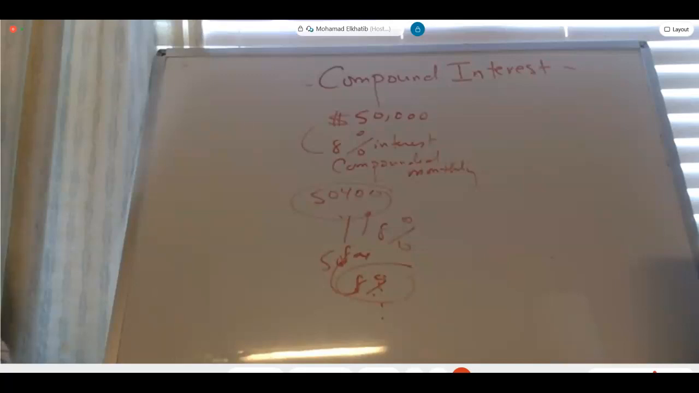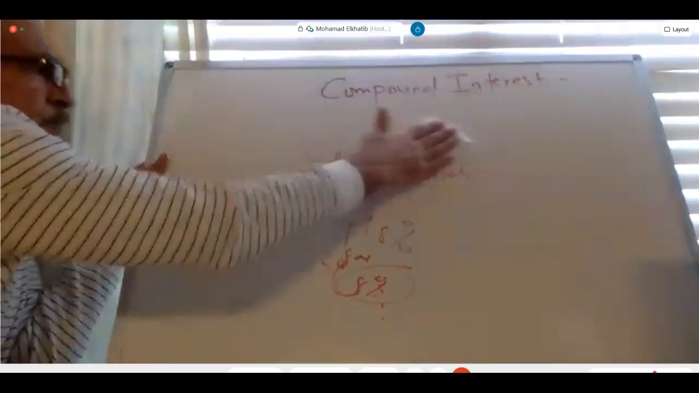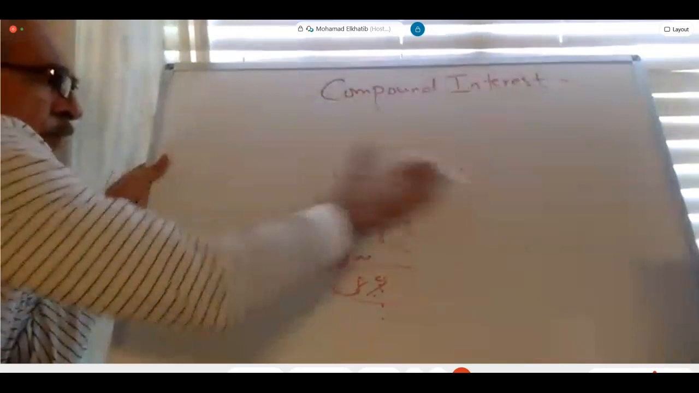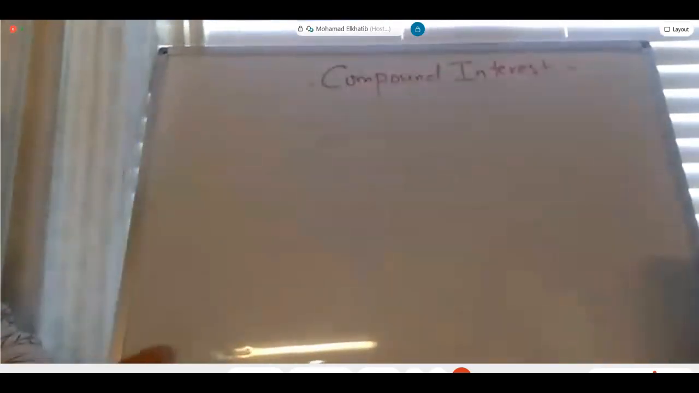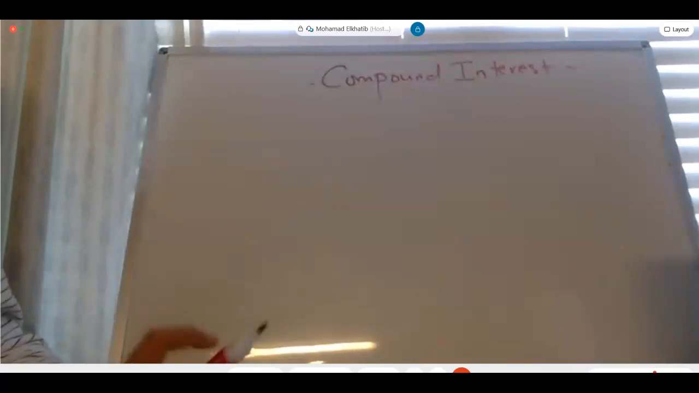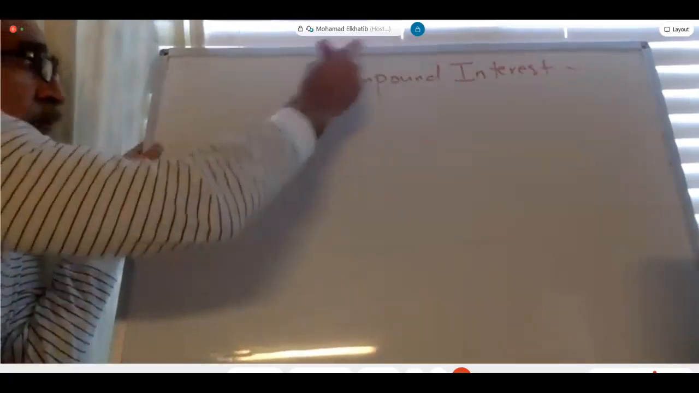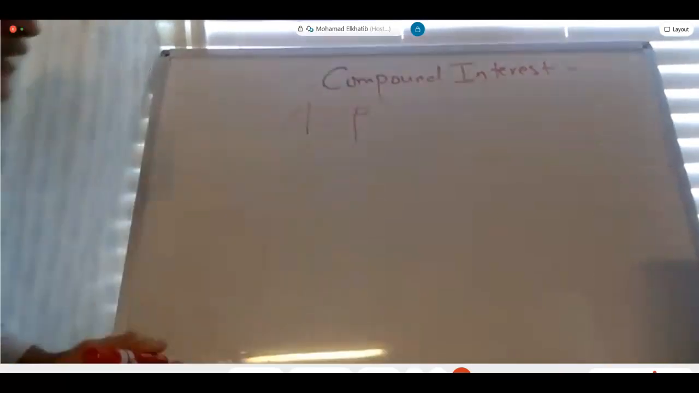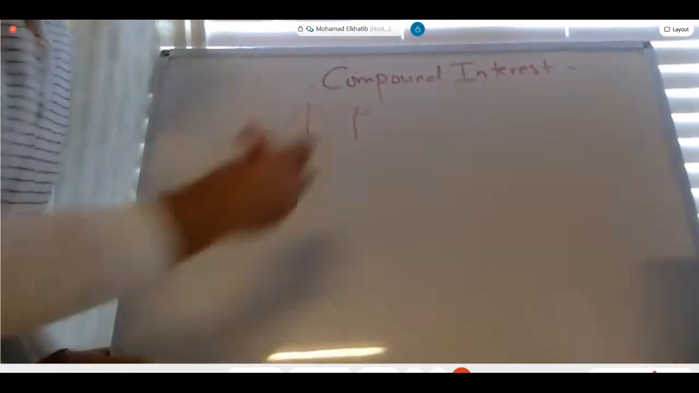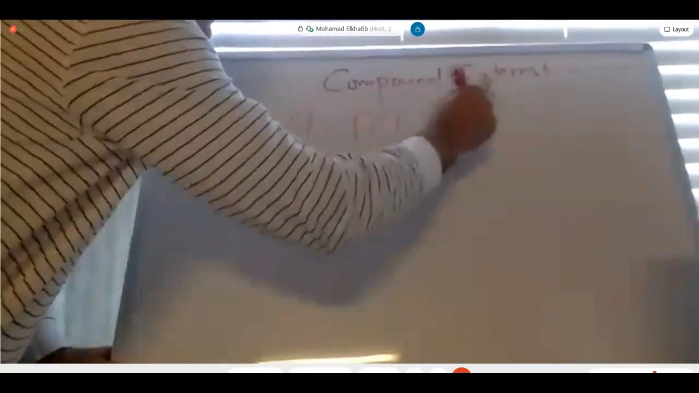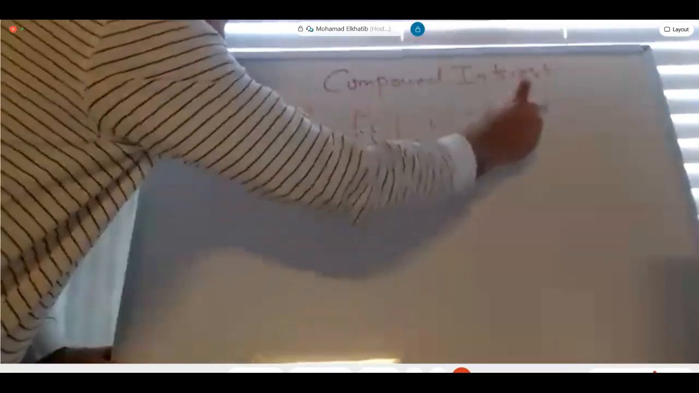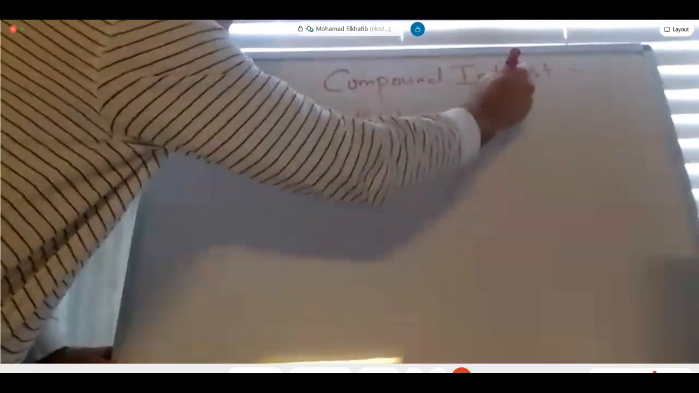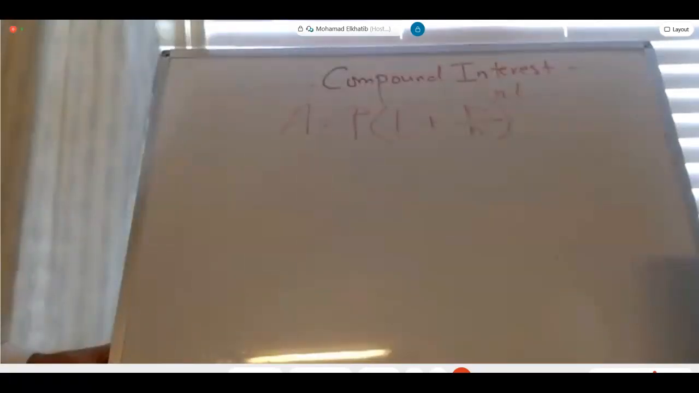Okay. So how does this compounded interest work? The formula to figure out the compounded interest is kind of long. So here's the formula. A equals P(1 + r/n)^(nt). This is R. All right. Let me give you what each stands for.